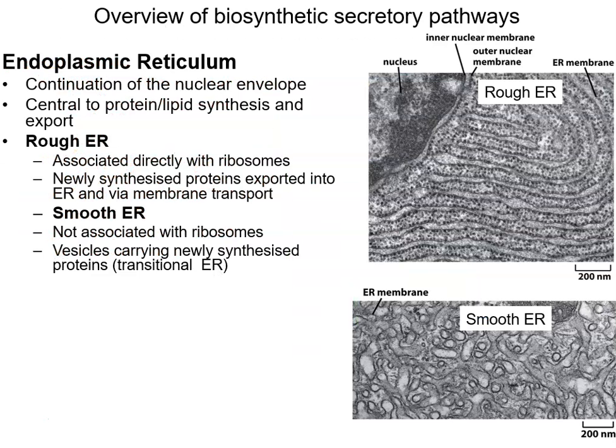So we're going to start off looking at the rough endoplasmic reticulum, and again this should be stuff that you've covered previously. This is an electron microscopy image of the rough endoplasmic reticulum showing all of those ribosomes bound to the rough ER, and those ribosomes are translating protein directly into the endoplasmic reticulum. So this is your classic view of the rough endoplasmic reticulum.